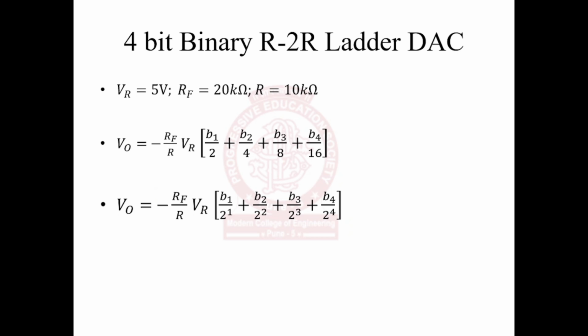With this, we can find out the value, that is VO is equal to minus RF upon R into VR, B1 upon 2 plus B2 upon 4 plus B3 upon 8 plus B4 upon 16. We can also write it as VO is equal to minus RF upon R into VR, B1 upon 2 raised to 1 plus B2 upon 2 raised to 2 plus B3 upon 2 raised to 3 plus B4 upon 2 raised to 4. The values given to us are VR is 5 volt, RF is 20 kilo ohm and R is 10 kilo ohm.